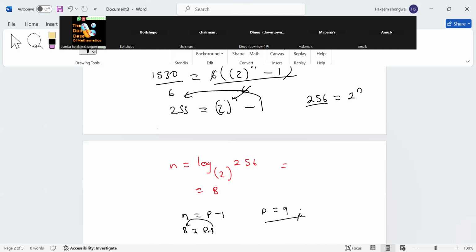I'm wondering, would we get the same thing if we started from 3 and did this question using 3? If we started with 3, the sum would not be equal to 1530, because they are starting with 2 and starting with 6. No.